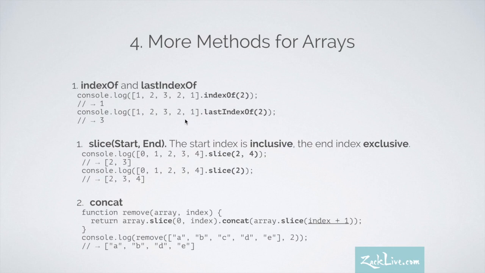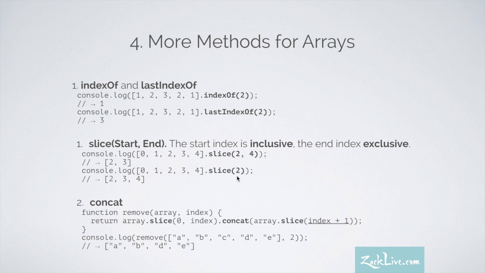If you want to get the index of the last element that is the same as the argument, you can use lastIndexOf. It will start from the end of the array. So in this example, the last number 2 is at the 4th place, which has the index of 3. So we got 3 as a result.